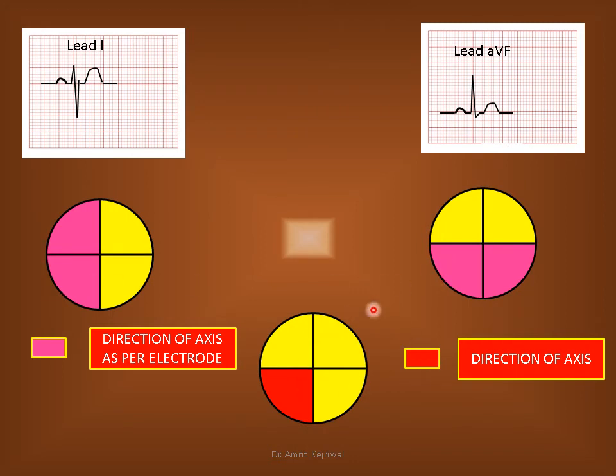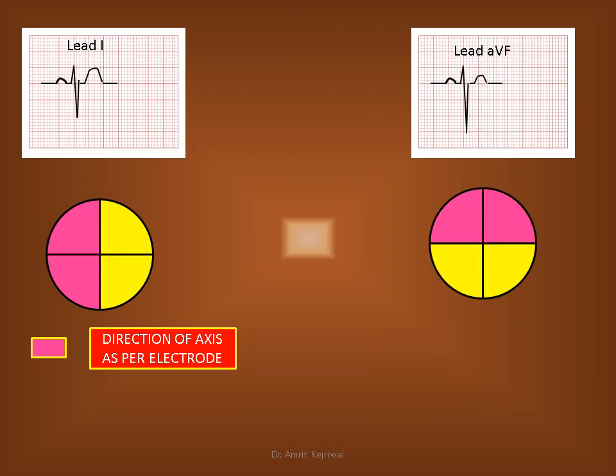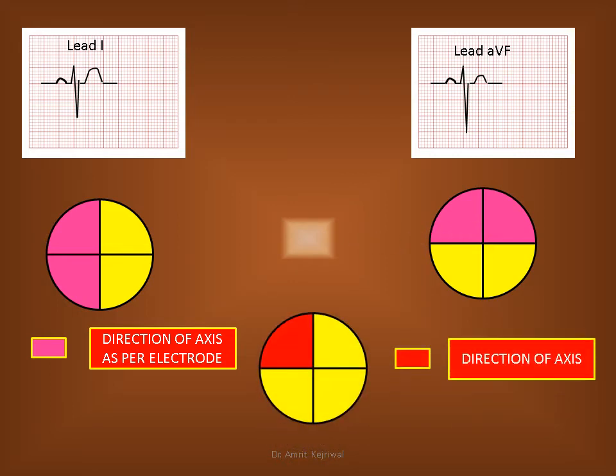So this should be the direction of the axis if the ECG is showing a negative wave in lead 1 and AVF is showing a positive wave. And if lead 1 is negative and lead AVF is negative, then in lead 1 if it's negative, this is the axis, and in AVF if this is negative, this is the axis over here, the upper half. So the common pink area is this part and this part. So you've got the upper quadrant over here as the direction of the axis.